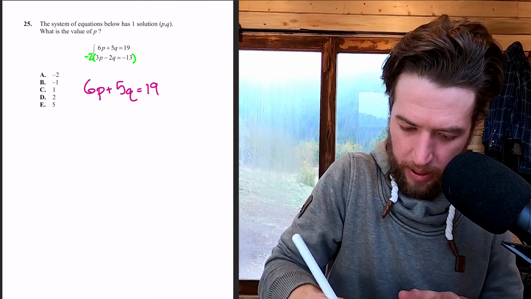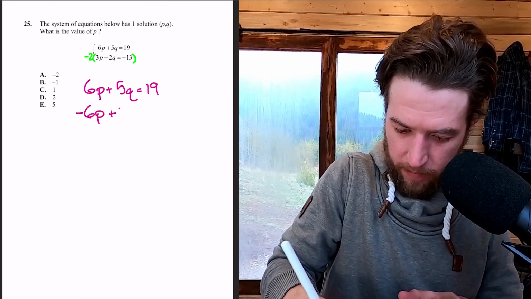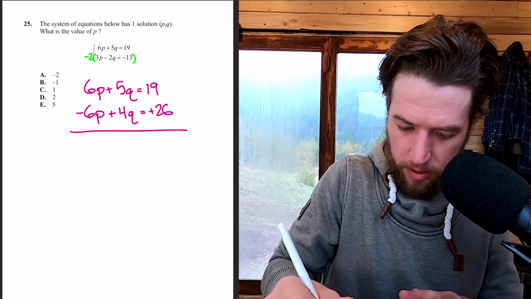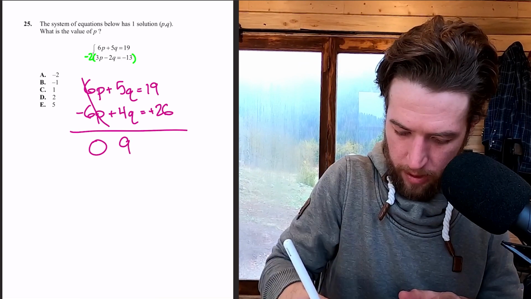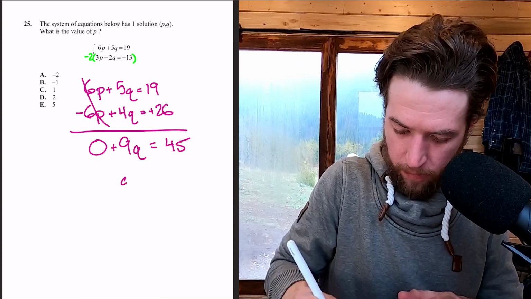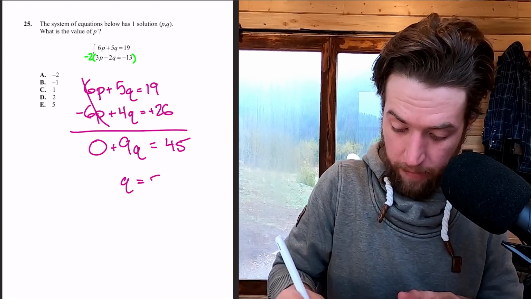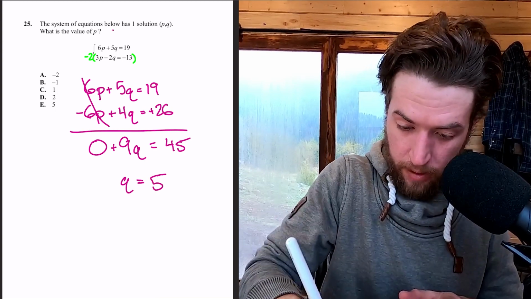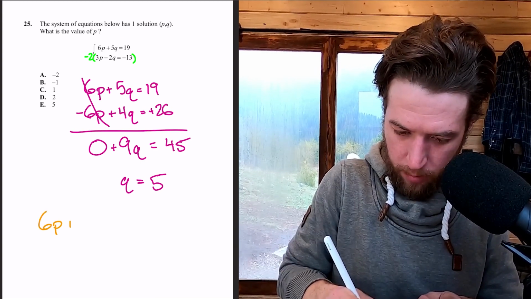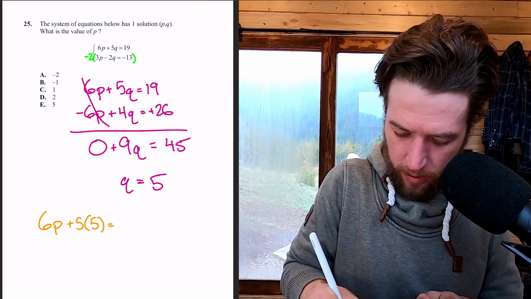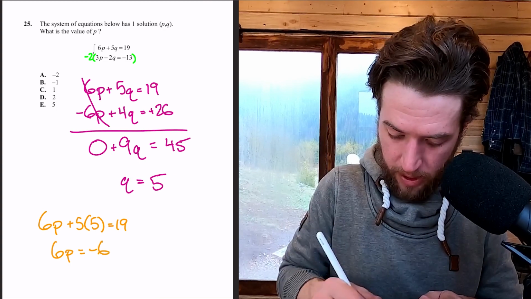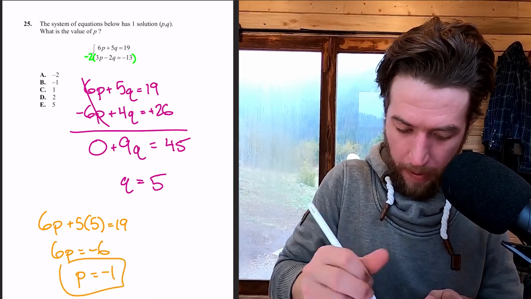Equals 19. And then negative 6P, positive 4Q, and positive 26. Add those two together. Those are 0. 9Q equals 45. Therefore, Q is 5. And if Q is 5, then 6 times P plus 5 times 5 should equal 19. So 6 times P is 19 minus 25, which is negative 6. P is negative 1.